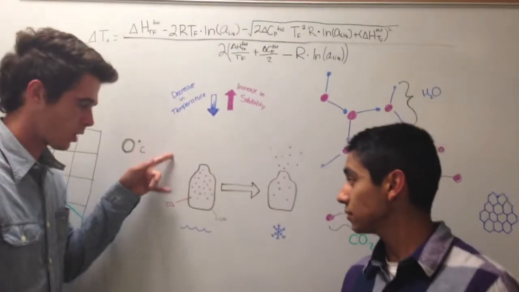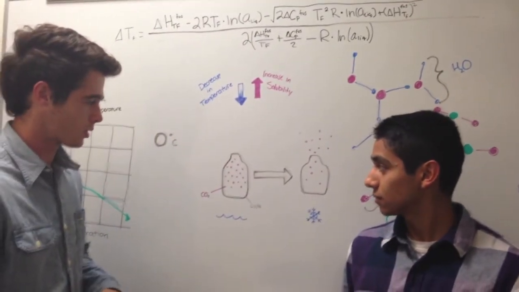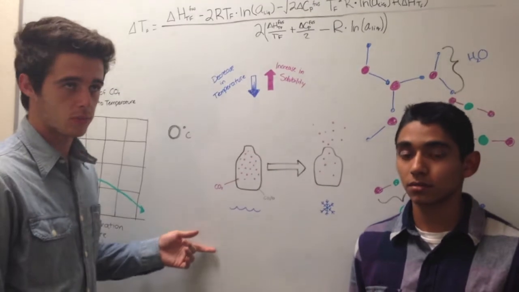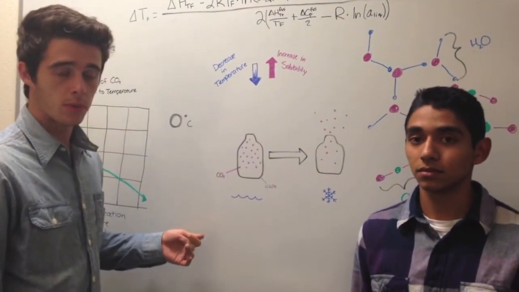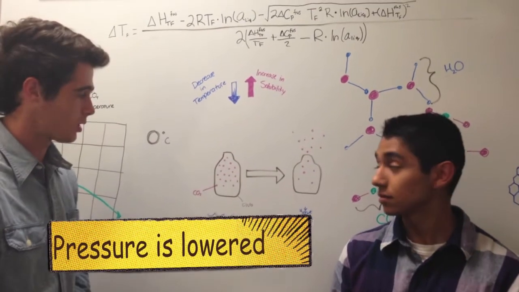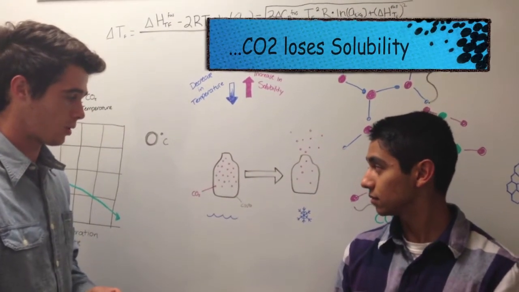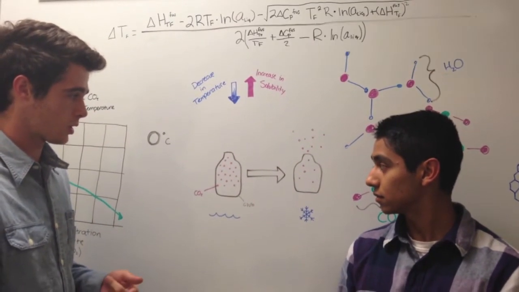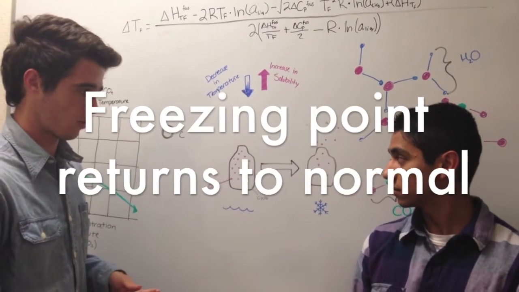In the reaction you just saw, the CO2 is kept at a higher pressure inside the water, which increased its solubility. As you open the bottle, the pressure suddenly lowers and the CO2 loses its solubility, which causes the solution to regain the freezing temperature of water.